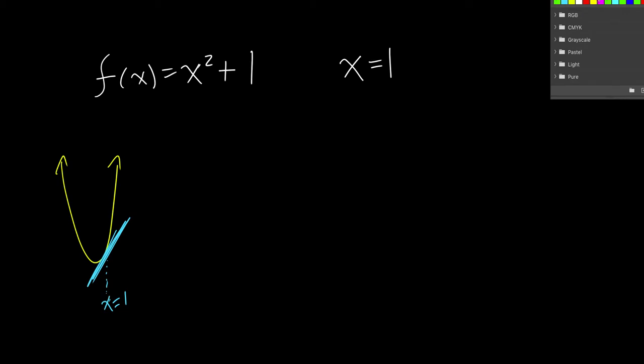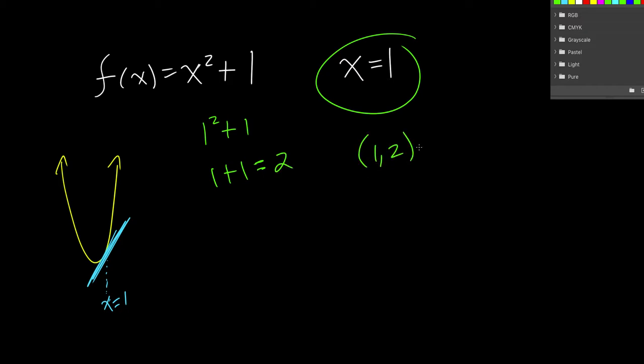Okay, so the way that we do it is we want to find what this actual point is, and so we are going to just plug in 1 for x. So we go 1 squared plus 1, 1 plus 1 gives us 2, and so we have the point 1 comma 2.